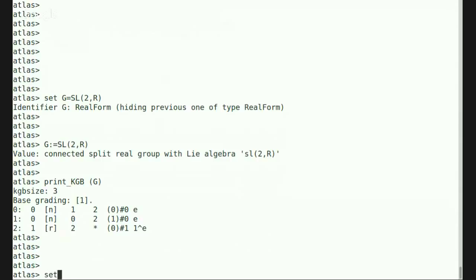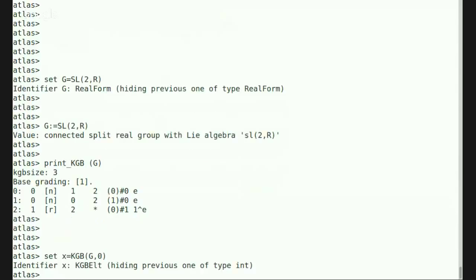Let's set X equal to the 0th element of KGB. And let's look at the discrete series. So let's set B as the block of the trivial representation of G.